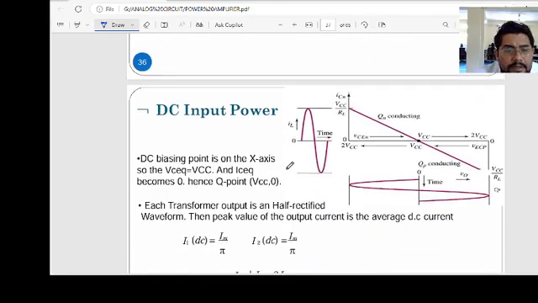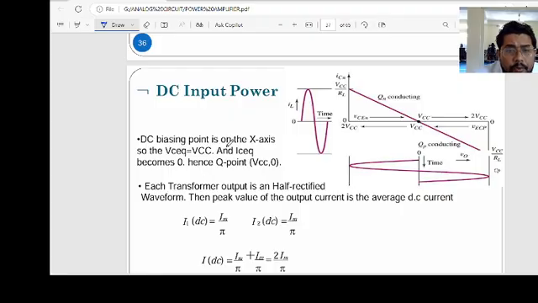How do we calculate the DC load? For DC biasing, the point is on the x-axis. So here for DC biasing, the point is on the x-axis. This is the Q point. Q point is on the x-axis.